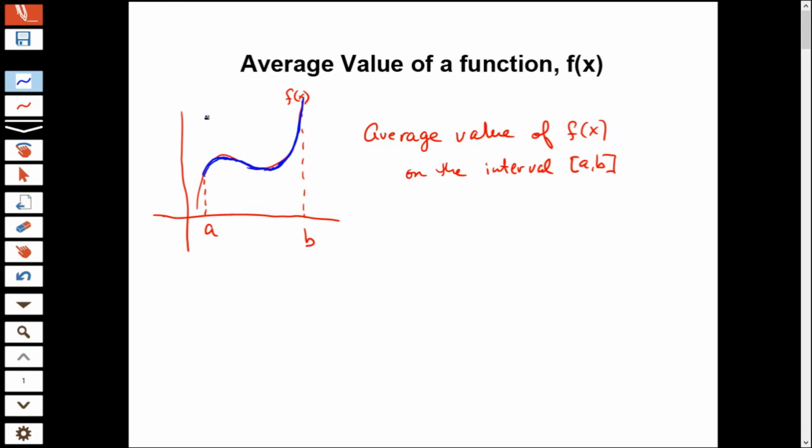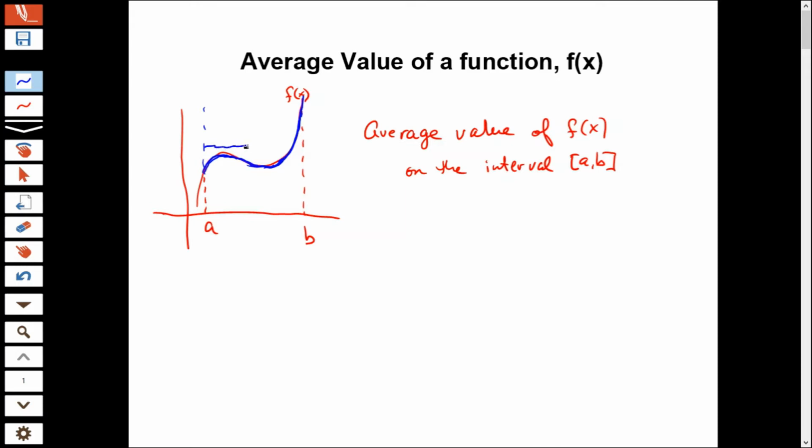Well, if you were to take this hard barrier off, the water would slosh around until it found a level that we could call the average value of f of x. All right, and so we're trying to figure out what that average value might be.